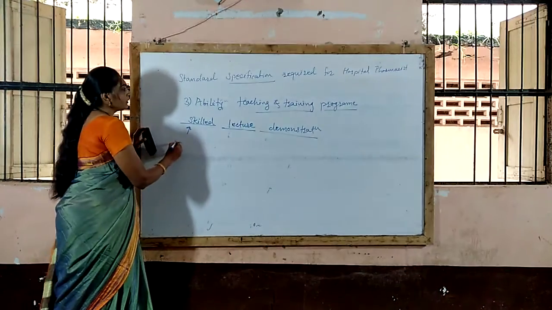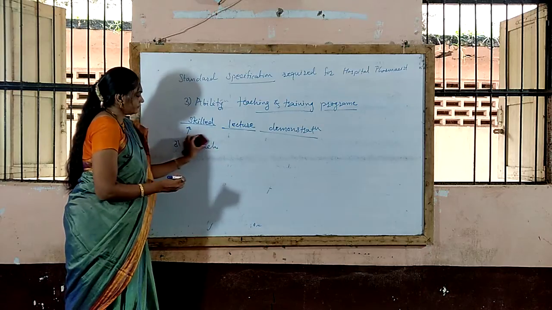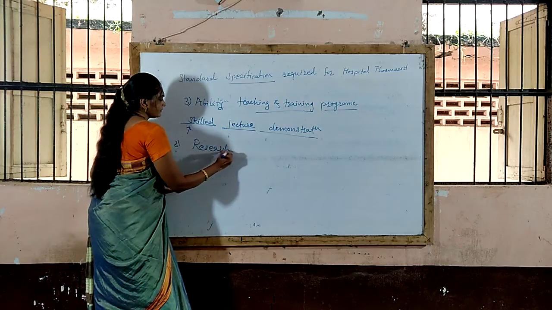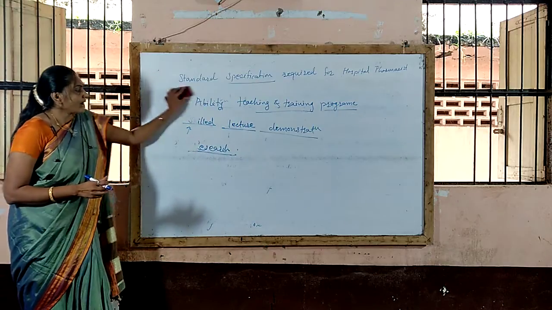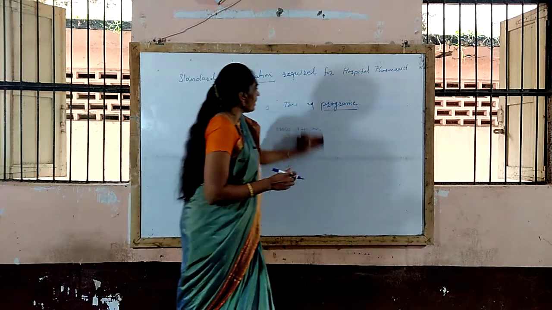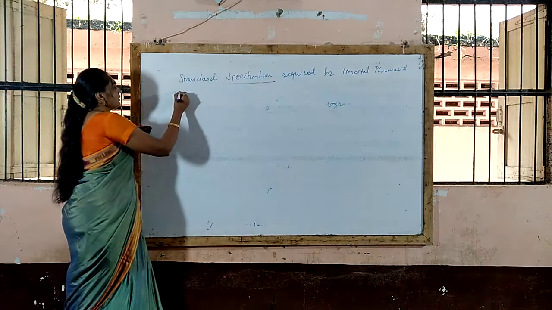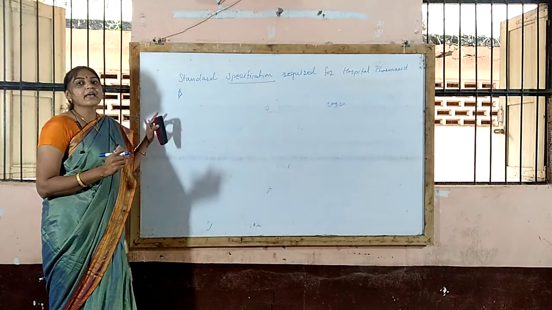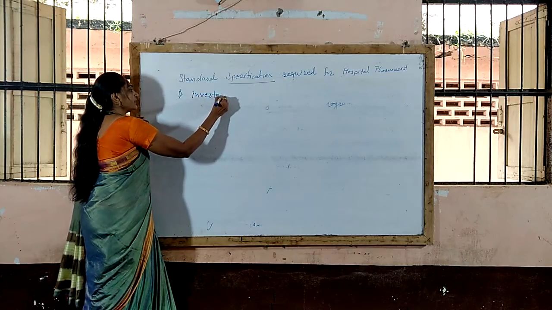Next is ability to conduct and control research work. Research inside the hospital. Pharmacist is involved in distribution of drug as well as manufacturing of drug. So, in research work, he is involved in the research work. He is acting as an investigator or co-investigator.